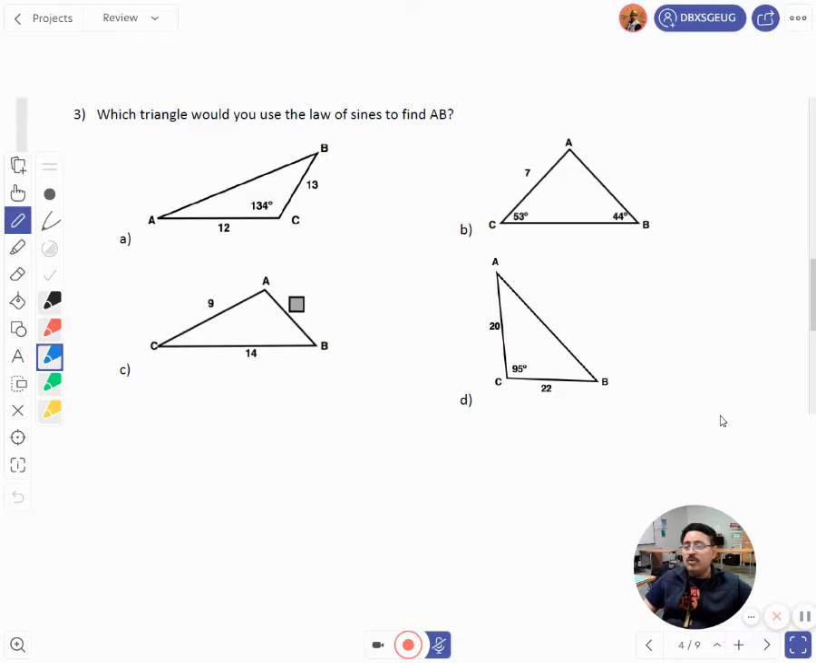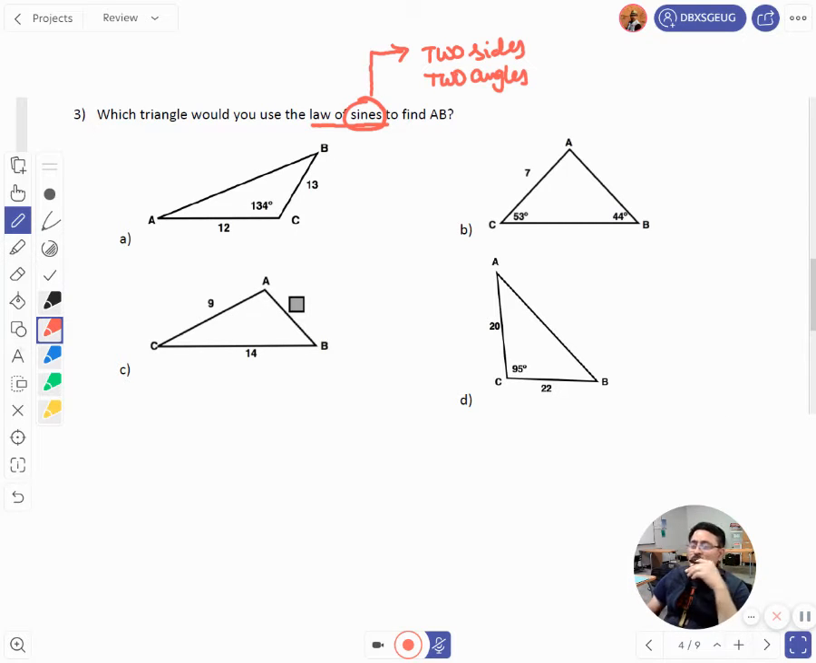Now you have to think and answer. Which triangle would you use? The law of sines. Therefore, law of sines. Let me recapitulate. Law of sines means I have to use two sides and two angles.